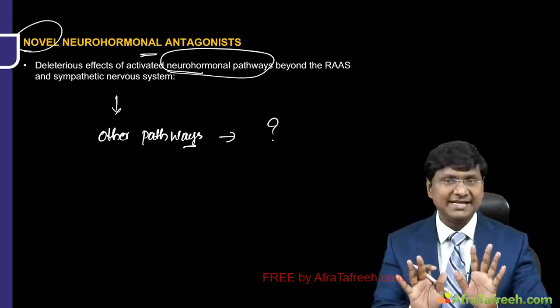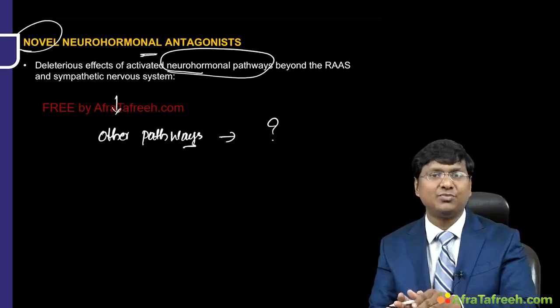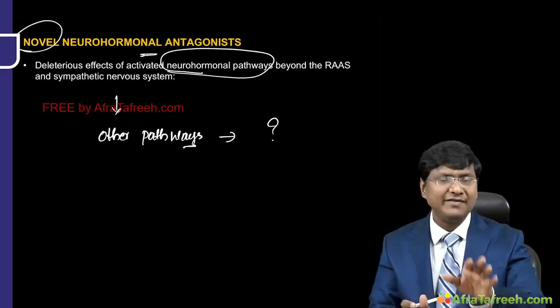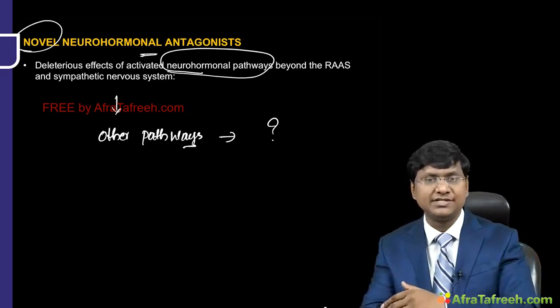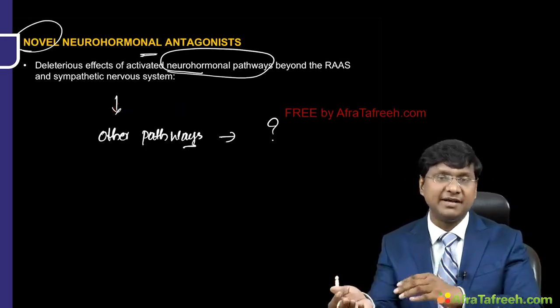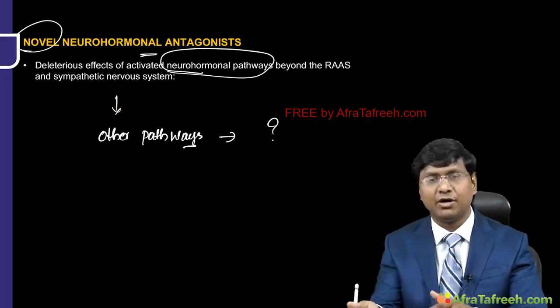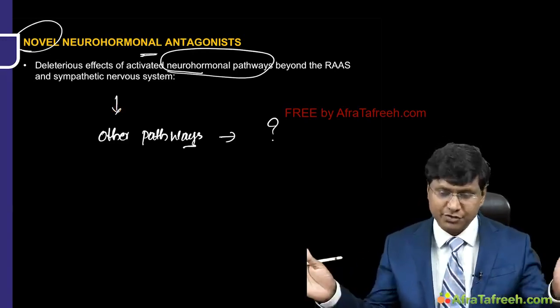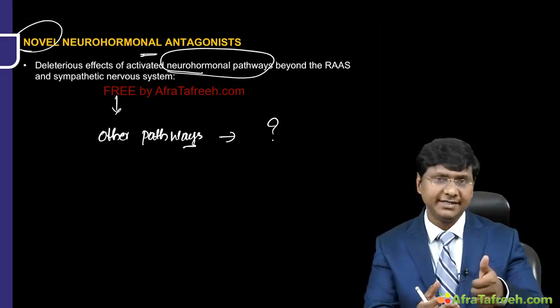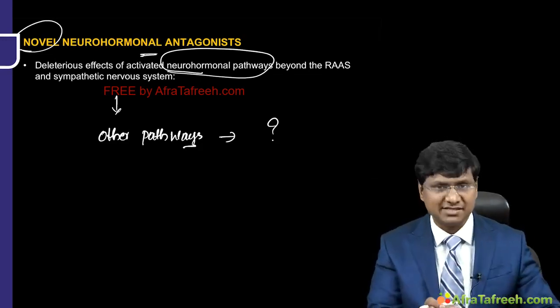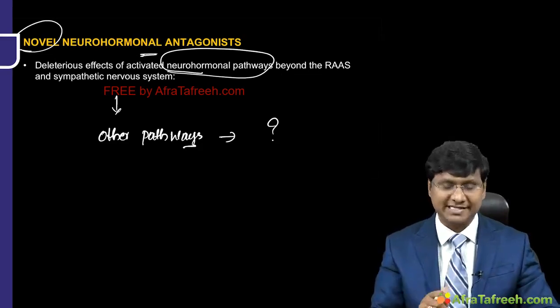So basically what I'm trying to discuss in the novel neurohormonal antagonists is that we have a few more drugs apart from ACE inhibitors, ARBs, mineralocorticoid receptor antagonists and beta blockers. We have a few more drugs which will neutralize these neurohormonal pathways, but some of them are useful, some of them have been unsuccessful. What are those? Let me give you an example.